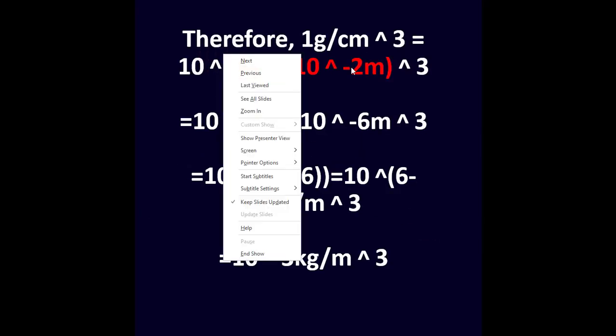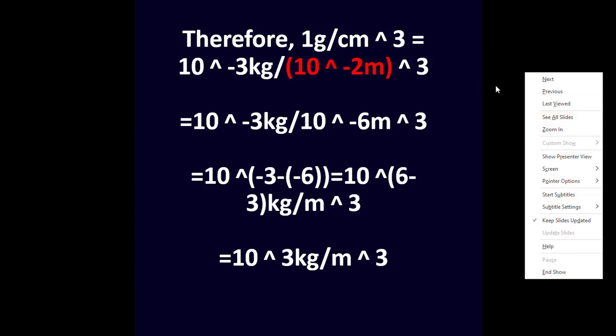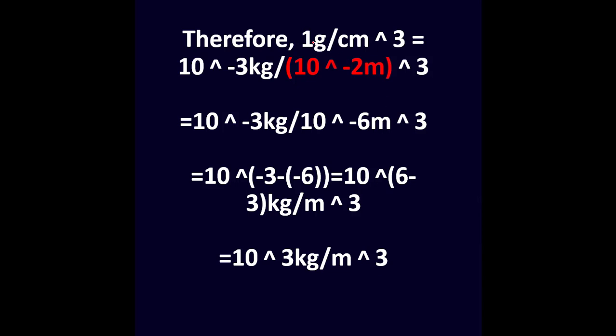Now 1 gram per centimeter cube. The 1 gram here is what, as we converted earlier, gives us 10 to the power negative 3 kilograms. That's for the numerator. Now the denominator, first we say centi is 10 to the power negative 2.